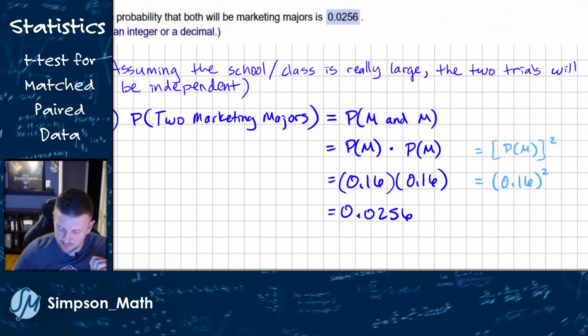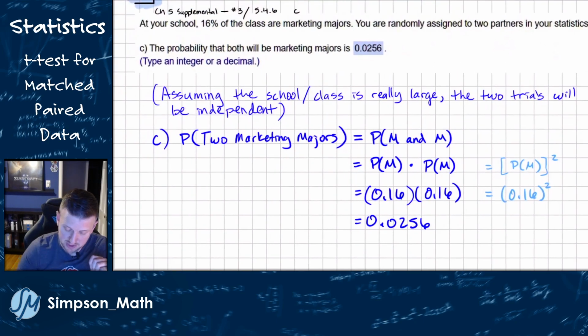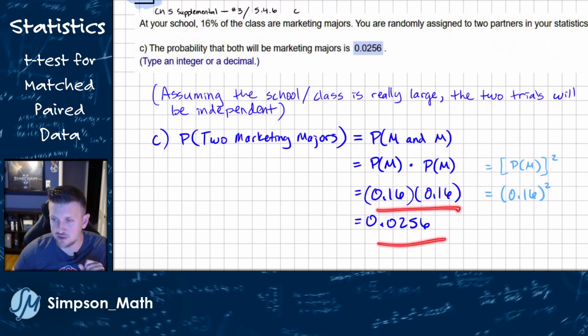So if the probability of M is just this 16%, and what we just said is that if it's this and they're independent, then I can just rewrite this as the probability of M times the probability of M. It's okay if A and B are the same thing. In this case, M and M are the same thing. We're just multiplying. So we end up with 0.16 times 0.16, and we get 0.0265.